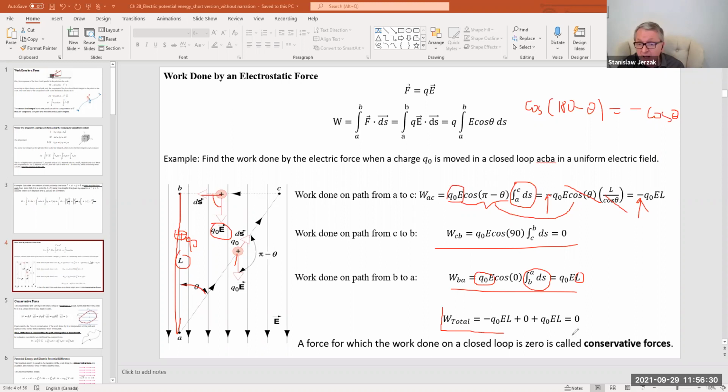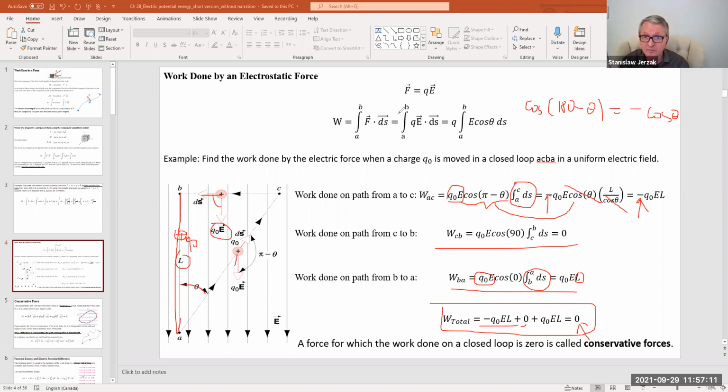So the total work done by electric force is the sum of these three works: negative, which was from A to C, 0, which was from C to B, and plus work Q0EL from B to A. The total work is equal to 0. I remember we did the same example in Physics 1801. I'm doing it again because it's so important that when any charge is moved in a closed loop in a static electric field produced by static charges, the work will always be equal to 0, no matter what the path is.